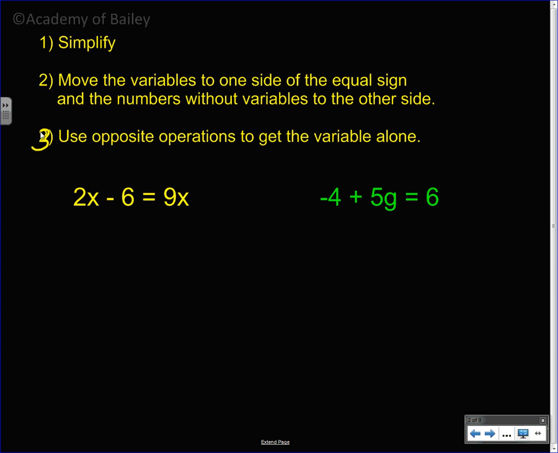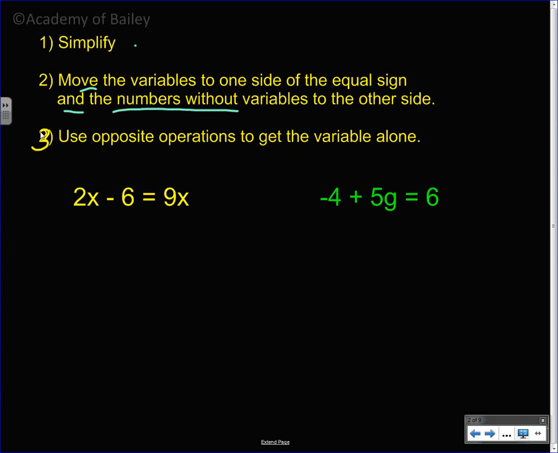But let's look at what we have to do. We have to simplify is number 1. Number 2, move the variables to one side of the equal sign. So we would move this variable to one side of the equal sign, and it looks like it's the only variable, so it's probably going to stay there. And the numbers without variables to the other side. Well, if the variables are on the left side of the equal sign, then we need to move the numbers without variables to the right side. So somehow we need to get this 4 shipped over there with the 6.